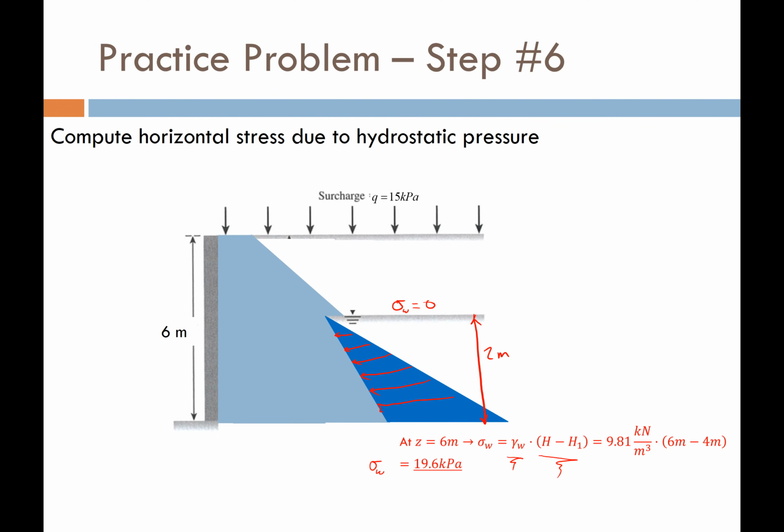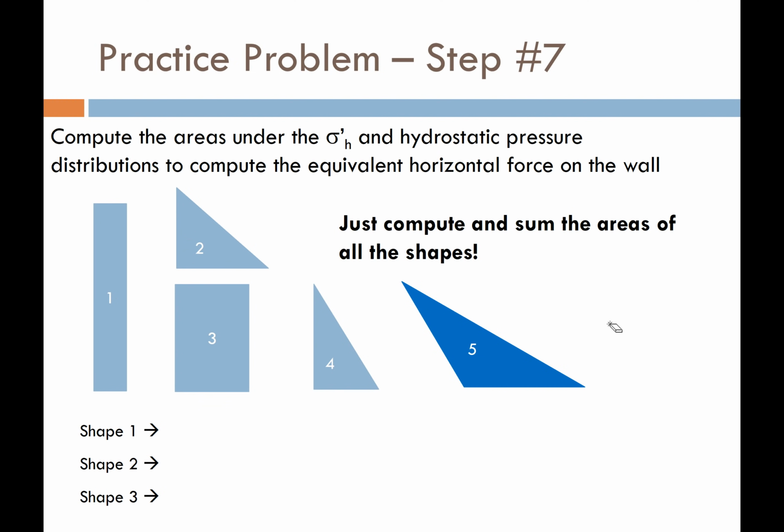Cool. So check this out now, you guys. What we've essentially done is we've developed this big stress profile that's acting on our wall. And this stress profile is what we need then to sum up and integrate basically to get our equivalent force P that's acting on the wall from the soil and from the water. So to do that, we just have to compute the area of those stress distributions. So now we're just doing geometry.